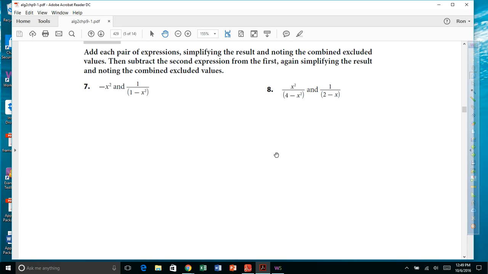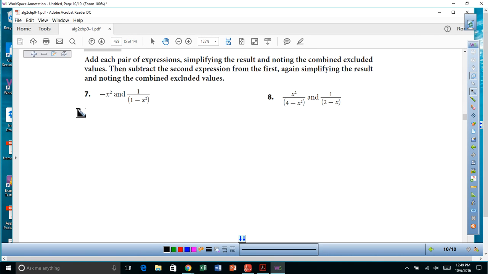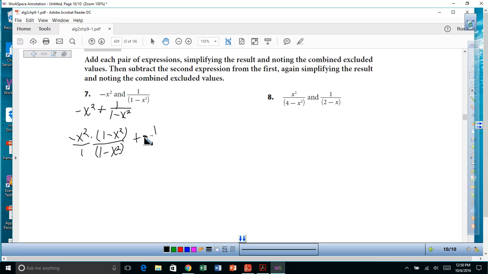So what do we got here? We have negative x squared plus 1 over 1 minus x squared. This only has 1 in the denominator, and this has that in the denominator. So to get a common denominator, I've got negative x squared times 1 minus x squared over 1 minus x squared. And I'm going to put a 1 under there. There you go. Plus 1 over 1 minus x squared.